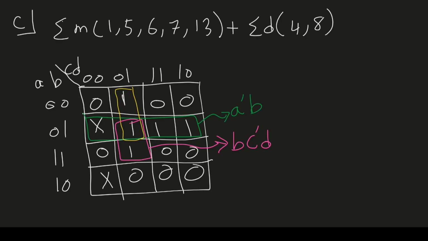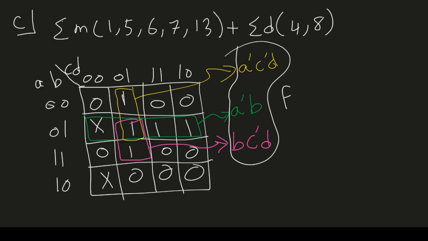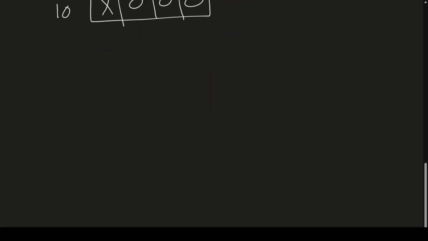And then for the group in yellow, for A, B, A is not changing and it's 0, so this will give us A prime. And then for CD, C is 0 and D is 1, so this will give us C prime. Now the Boolean expression, the minimized, will be the summation of these three terms. So F will be equal to A prime C prime D plus A prime B plus B C prime D. Let's take one more example.